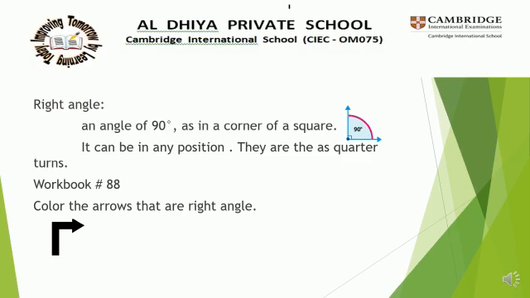See the next one. Is there any L shape? Is there any square corner? No. So you need not color that one. The next image. Is there any square corner in this image? Any L shape? No. So no need to color that one.